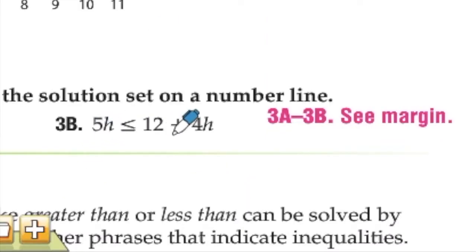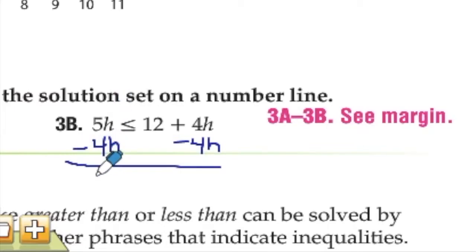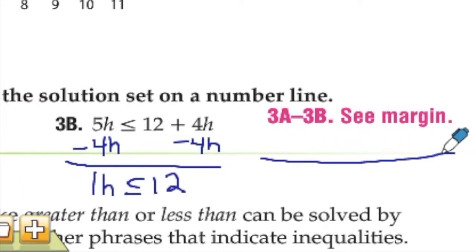For 3b, we have 4h on the right, 5h on the left, so I'm going to subtract 4h. Again, I could have subtracted 5h from both sides, but we would still get the same answer. 5h minus 4h is 1h, is less than or equal to 12. And so on my number line, here's 0 as my reference point. Let's just say here is 12. It's going to be a filled in circle.